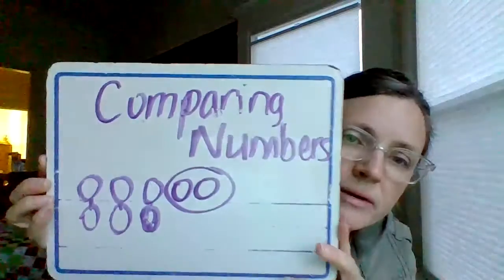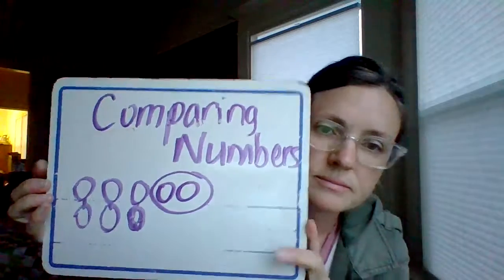So what we're going to be talking about today is comparing numbers. When you're doing your numbers, you want to compare your numbers because you want to know, do I have more of one thing than the other? Do I have less of one thing than the other? Now, when you're doing this, sometimes you might know that.